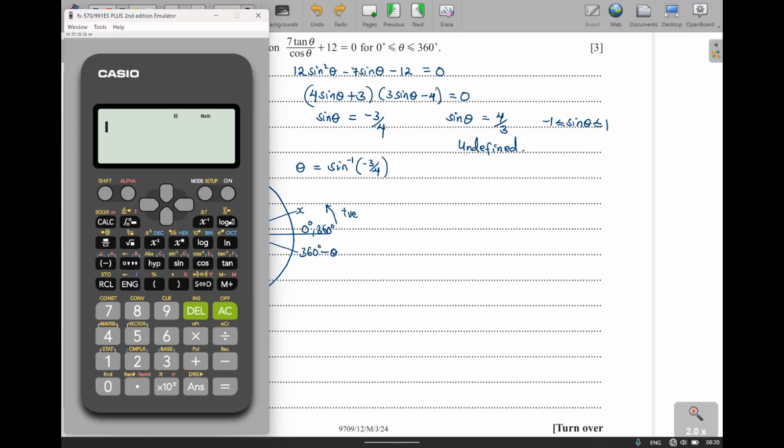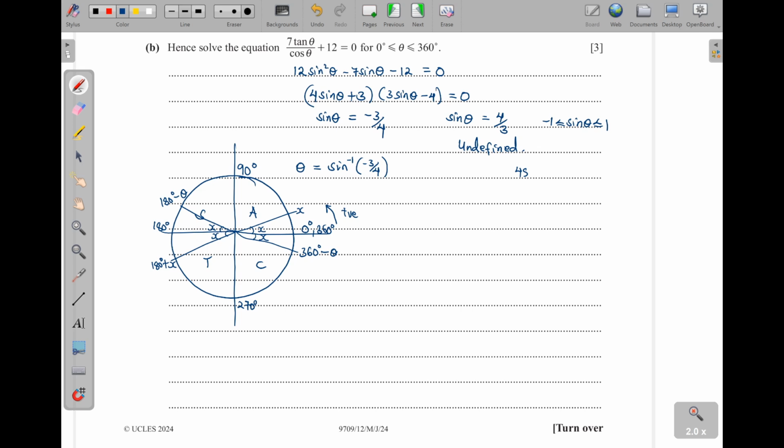Okay? Now, since the domain given here is from 0 to 360 and it is in degrees, that means your calculator should be in degrees. All right? So mine here is already in degrees. We shall press shift, then sine, that will be the arcsine. We just put 3 over 4. I said ignore the negative. Then we get 48.6. That is to 1 decimal place. Okay? Now we keep it somewhere.